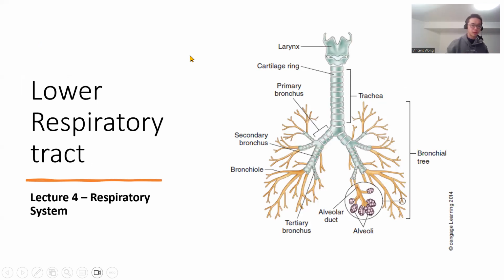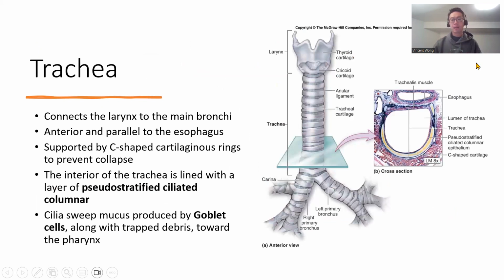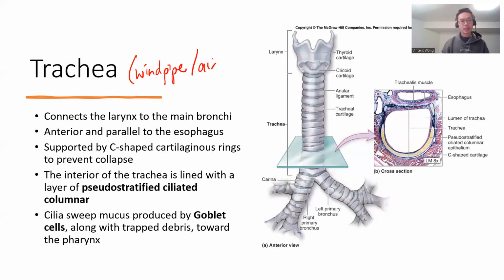So let's look at the lower respiratory tract. Remember, everything above and including the larynx, that's the upper respiratory tract. Everything below these deeper structures is going to be the lower respiratory tract. So here we have the trachea, which people call the windpipe, right? Part of the airway, all the way deep down to the lungs. It connects the larynx to the main bronchi, the left and the right bronchi, which you saw connect to the lungs.